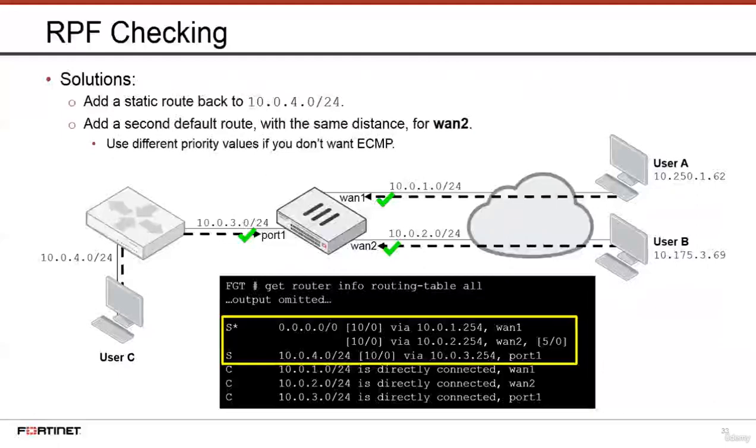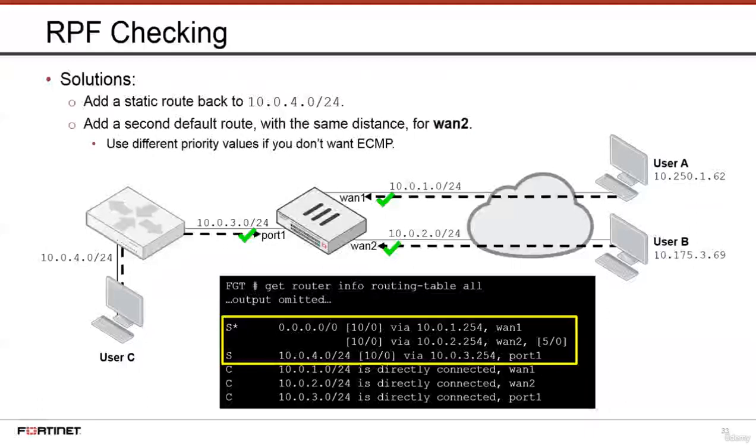The second problem is also fixed by adding a static route. In this case, it will be a default route for WAN 2. The second default route needs to have the same distance as the default route for WAN 1. This will ensure that both routes will be active in the routing table. They both can have different priorities, but they must have the same distance to be active.